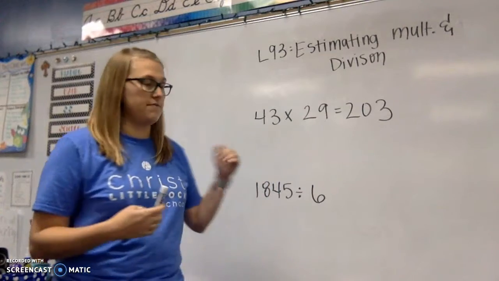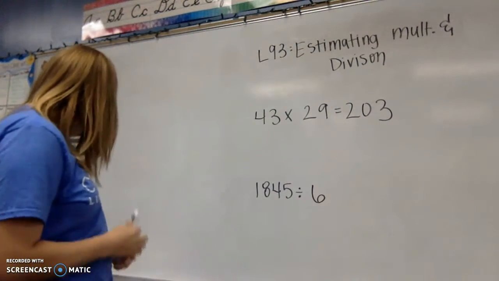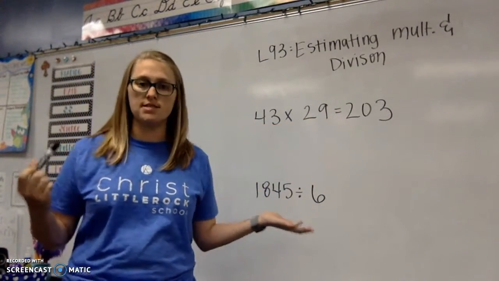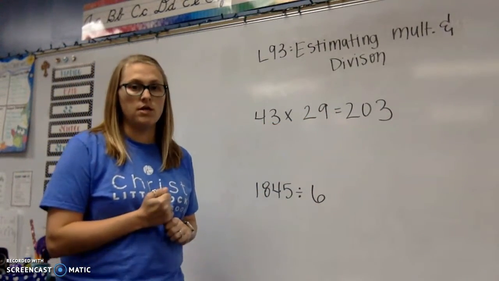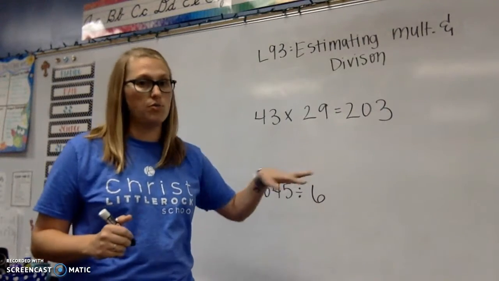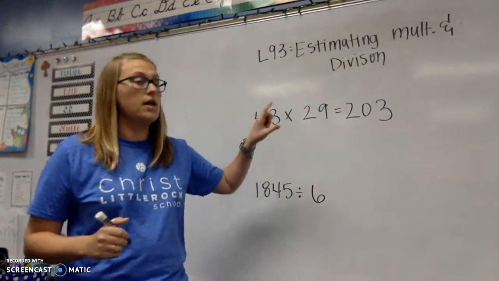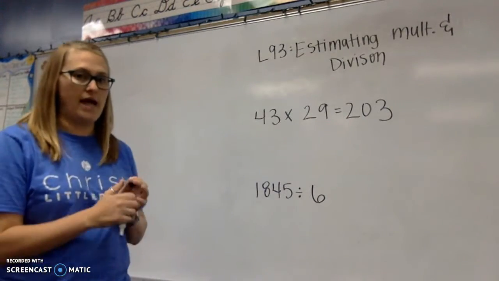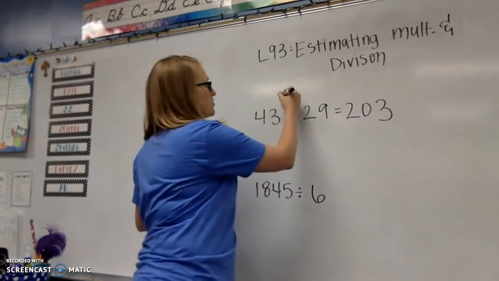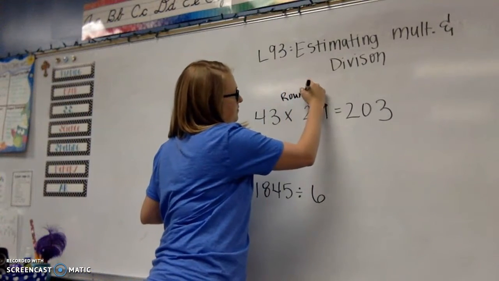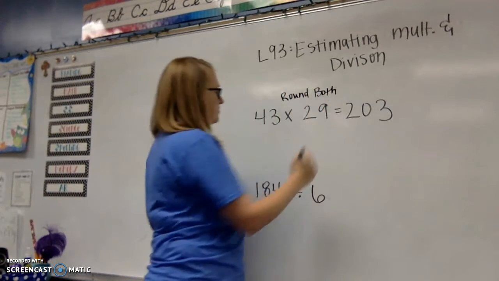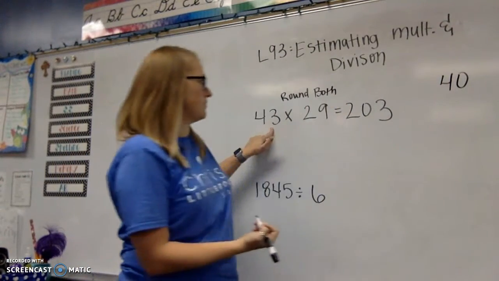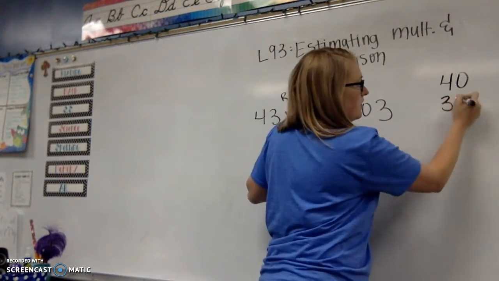So if you look at example 1, it says Luke multiplied 43 by 29 and got 203. They asked, is this reasonable? We want to know, without having to do the whole problem, we should be able to do this in our head. Is this a good idea of an answer? So what we're going to do is round both numbers. If we take 43, that would round to 40. 29 would round to 30.